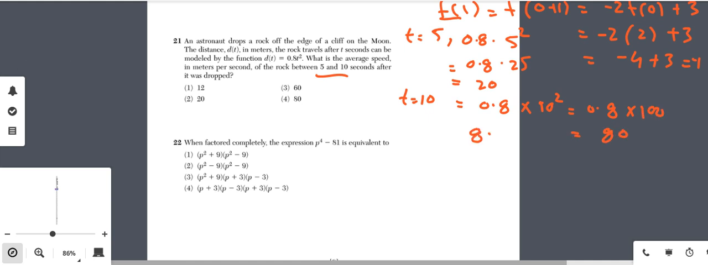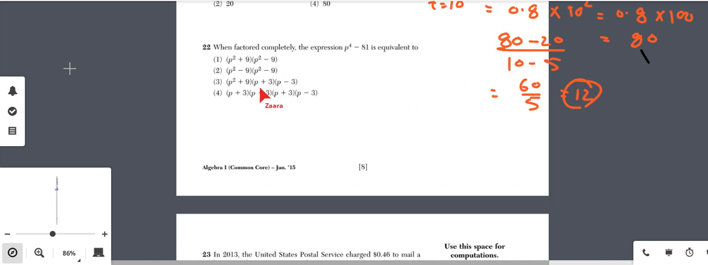So the average rate would be 80 minus 20 over 10 minus 5, which is equal to 60 over 5, which is equal to 12. So it is basically 12.